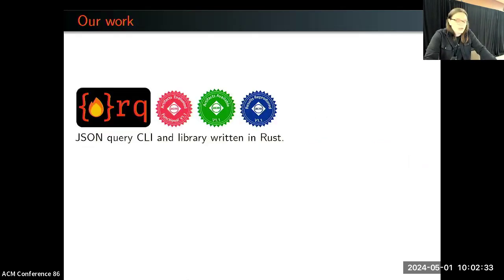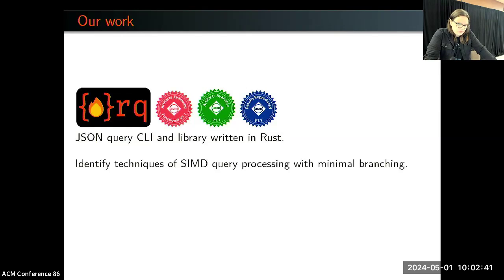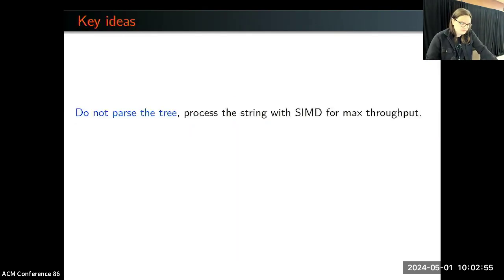In our work, rsonpath, it's a JSON query CLI and library written in Rust, production ready, tested. You can use it today. Our contributions are we identify techniques of how to use SIMD to process queries on any unstructured data, it's not only JSON specific, with minimal branching, and identify opportunities for skipping, expanding on JSONSki's key ideas.